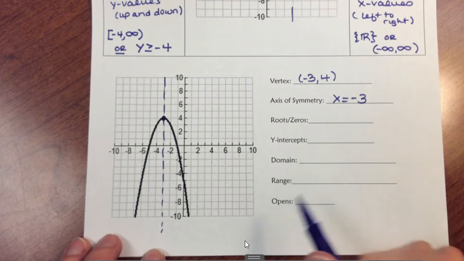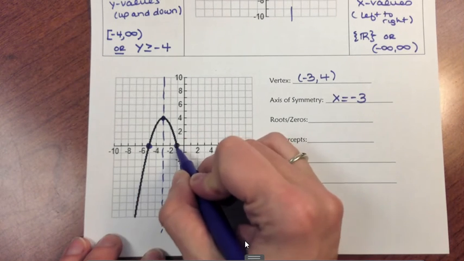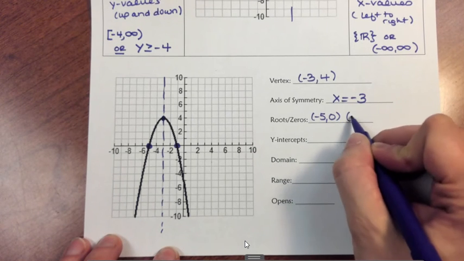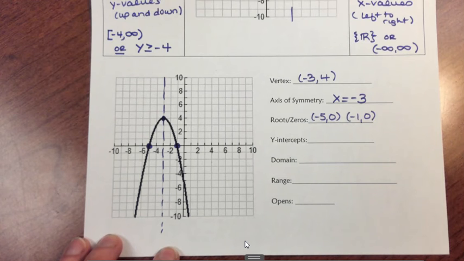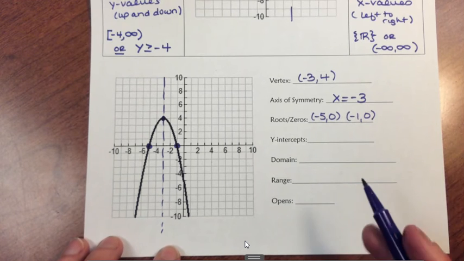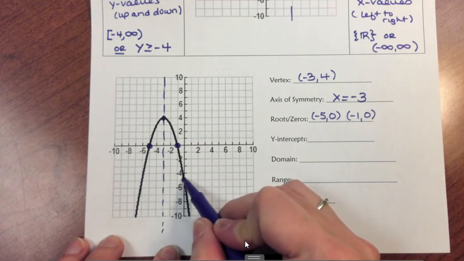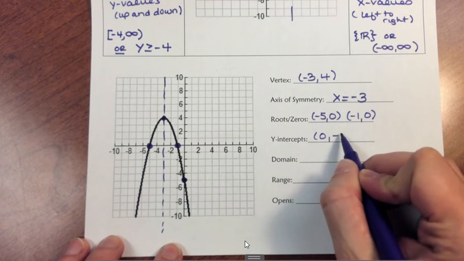This parabola has 2 zeros. It has one right here and right here. So one of them is (-5, 0), while the other one is (-1, 0). Next we have the y-intercept. So I'm following the y-axis and I see that it crosses right here at (0, -5).